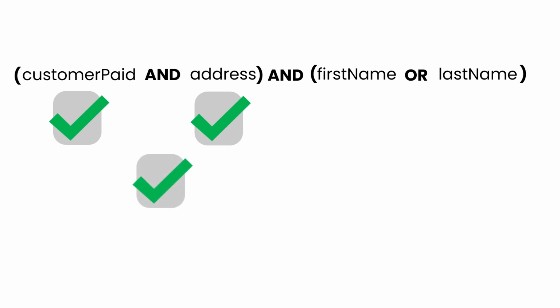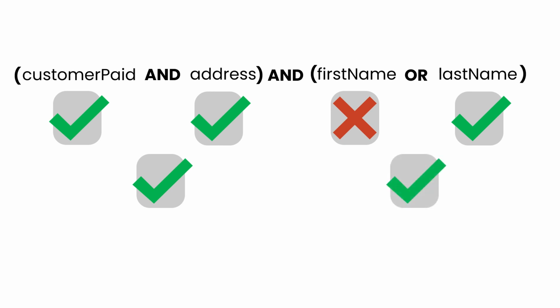So in this case, the customer is paid and we have their address, so the output of this operation will be true. Second, we'll evaluate first name or last name. In this case, we'll say we only have their last name, but because this is an OR gate, it will also return true. And finally, we'll perform an AND on the results of those two operations, and given that they're both true, the final output will also be true, and so we'll send the package.